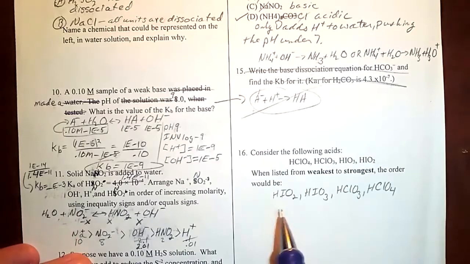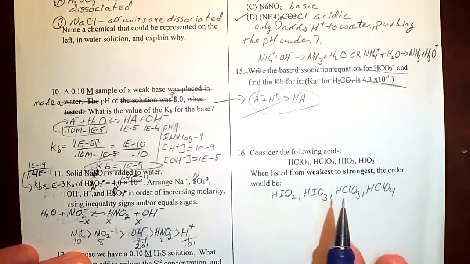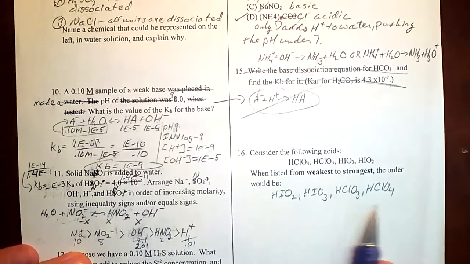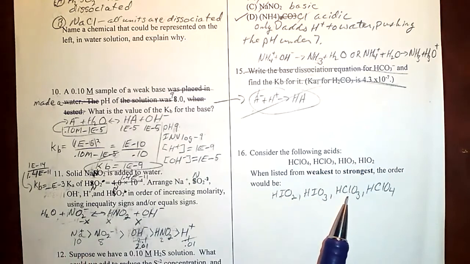On 16, the general rule is that the non-oxygen atom that is the least electronegative will do the worst job of pulling electrons away from the H plus. That would make a weaker acid. So when I consider Cl versus I, just this half versus that half, and I compare I versus Cl, Cl is a whole couple steps up your periodic table and it's more electronegative.